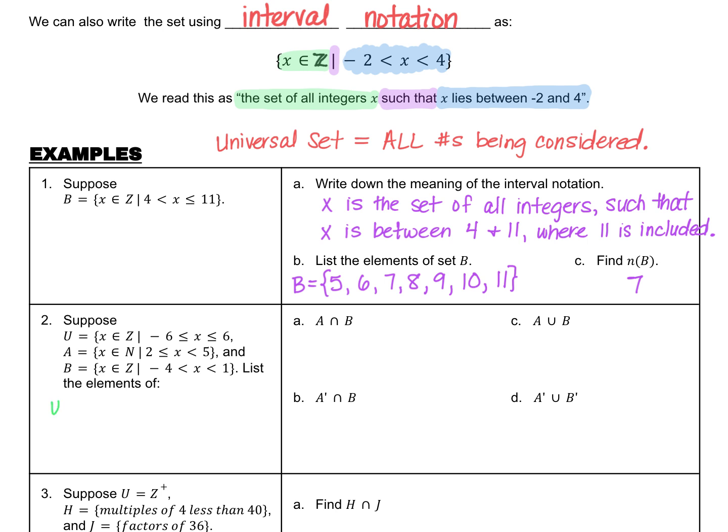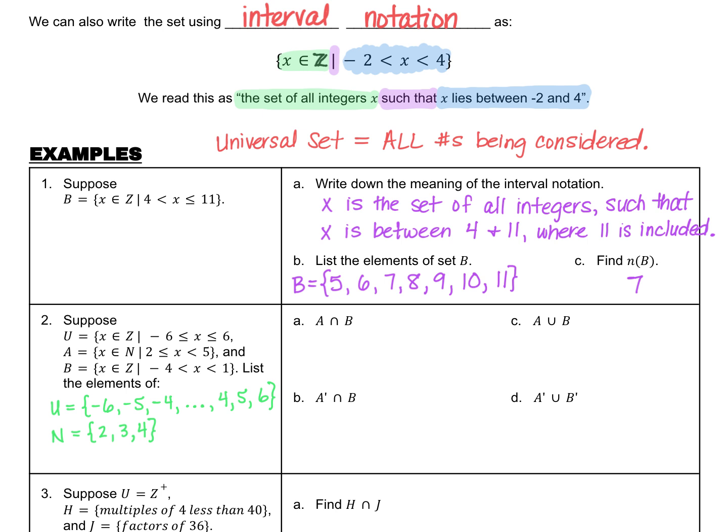So I'm going to write out that my U is going to be -6, -5, -4, and then I'm going to put some ellipses here to let you know it continues all the way to 4, 5, 6, following the pattern. A is going to be the set of natural numbers from 2 to 5, and 2 is included. Remember, natural means positive whole numbers. So that means A is 2, 3, and 4.